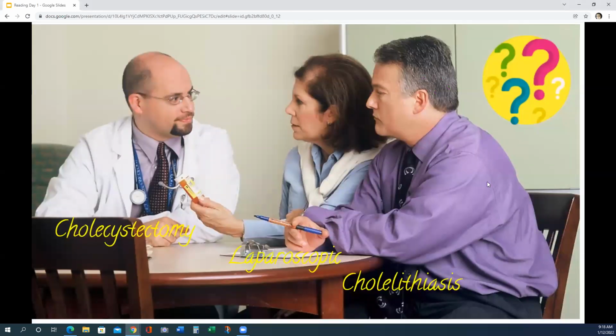If you look at these words, these are a mouthful. Cholecystectomy, laparoscopic, cholecystasis. I can't even say that word. It's just too many letters and verbs in there for me. But if you look at these words, you may have no idea what they're talking about.